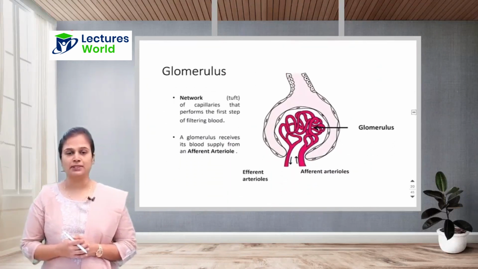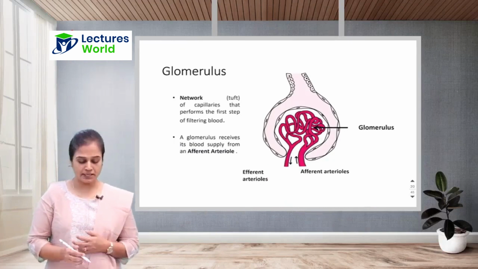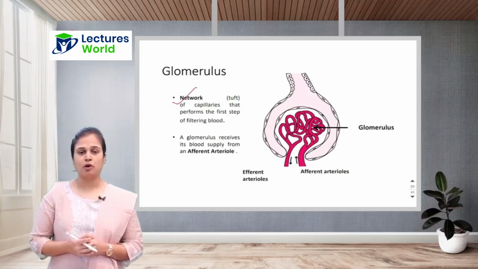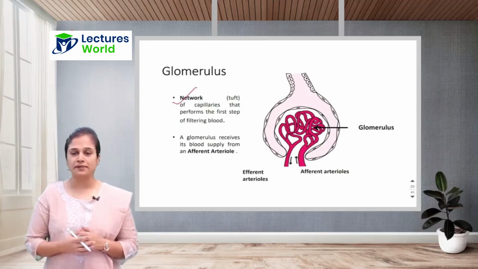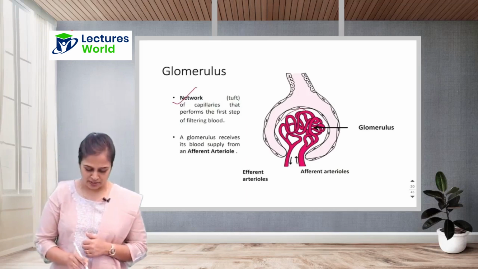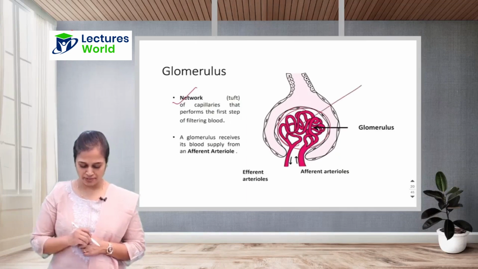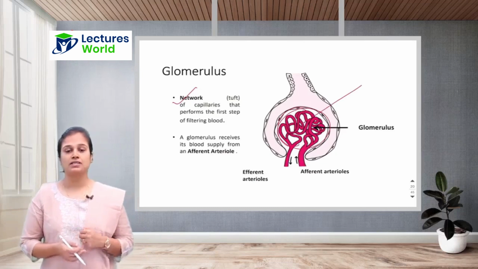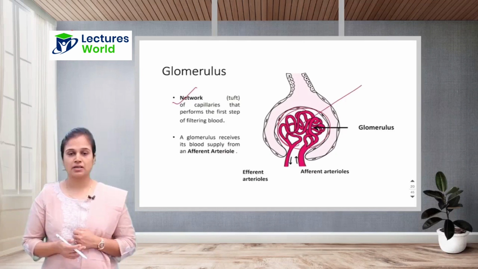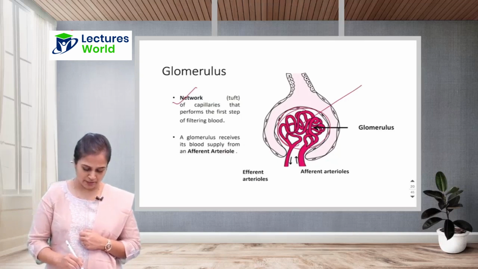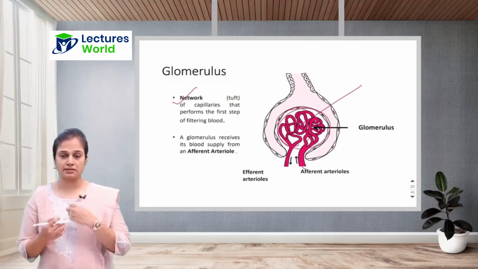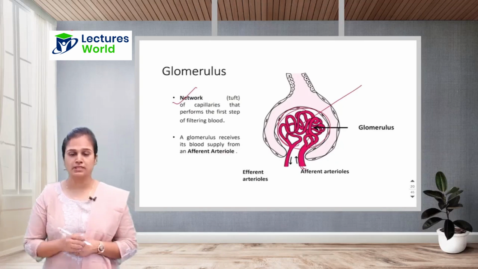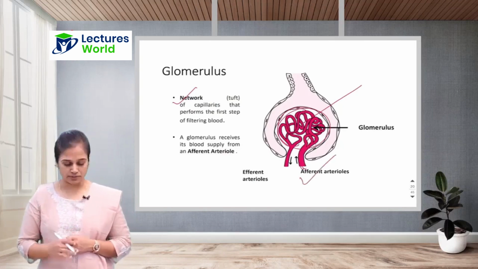We'll learn about the glomerulus. It is a tuft of capillaries that performs the first step of filtering blood. You can see in the image, this is the network of capillaries, and it is called the glomerulus. The glomerulus receives its blood supply from the afferent arterioles. These are the afferent arterioles, the arterioles which enter into the glomerulus and carry the blood to the glomerulus.